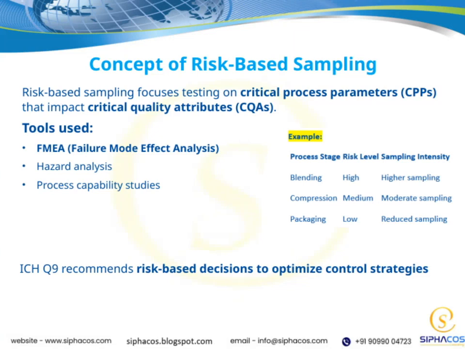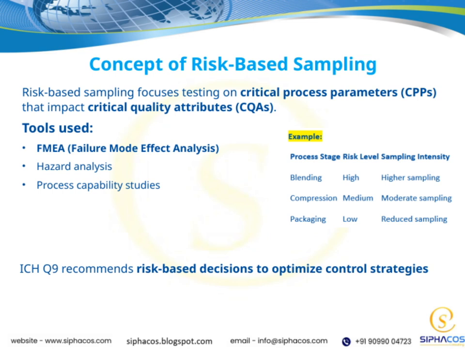ICH Q9 recommends making risk-based decisions to help us optimize our control strategies. This means we focus our efforts where they matter most, based on the level of risk involved. When we talk about risk-based sampling, we're essentially targeting testing on those critical process parameters, or CPPs, that directly impact the critical quality attributes, or CQAs. So, instead of testing everything equally, we prioritize the areas that could have the biggest effect on quality.